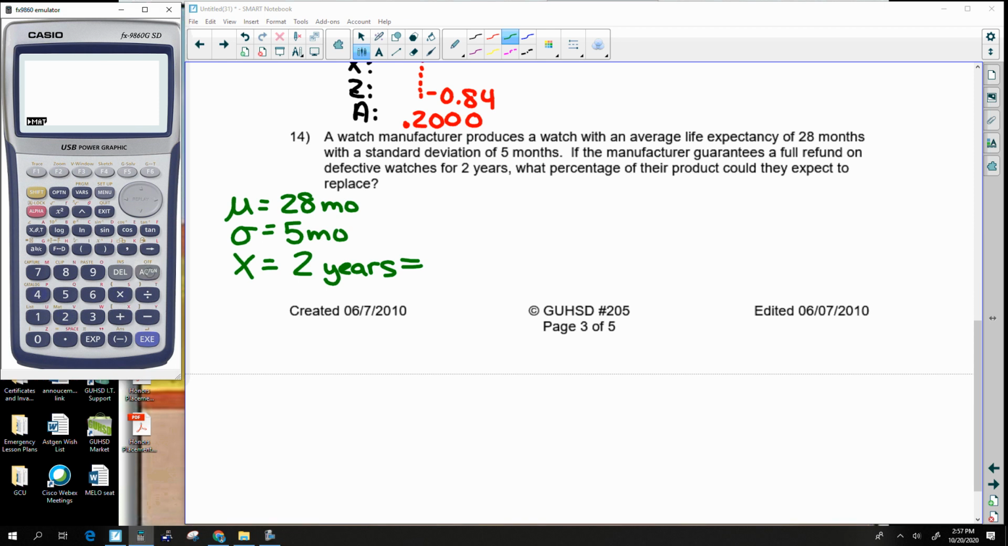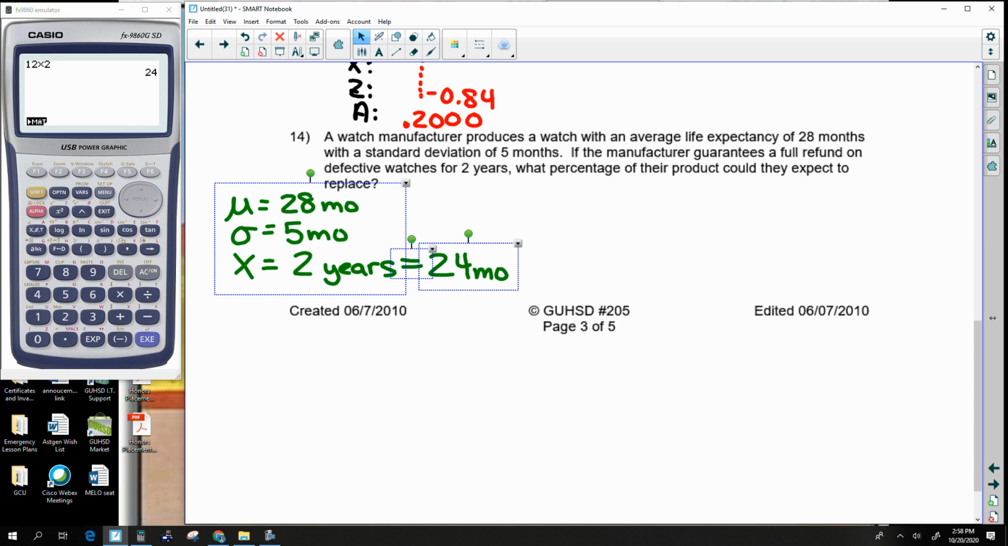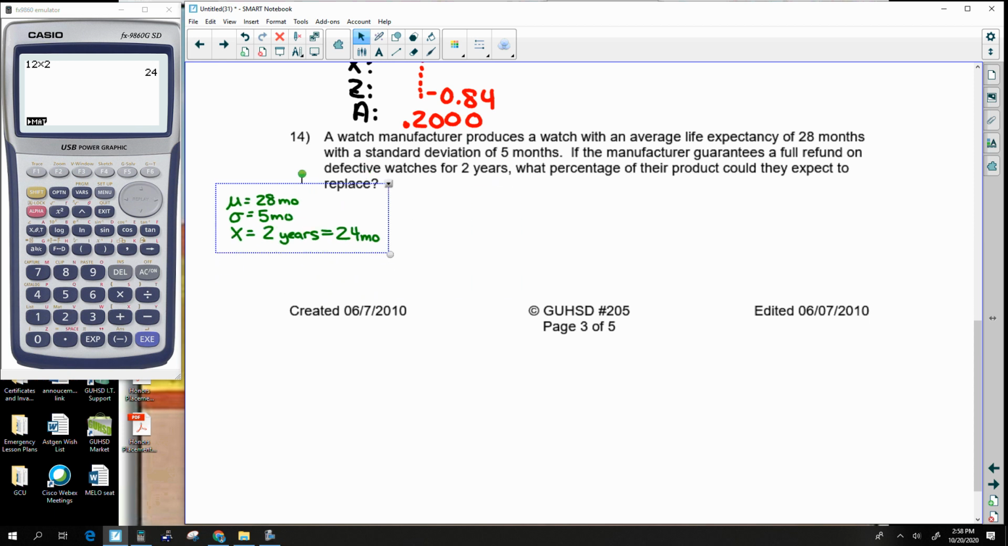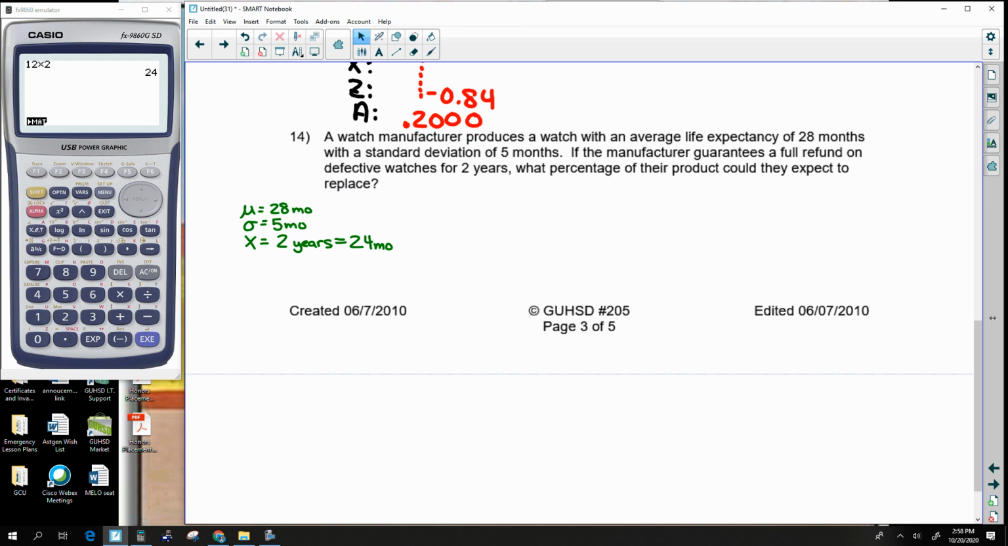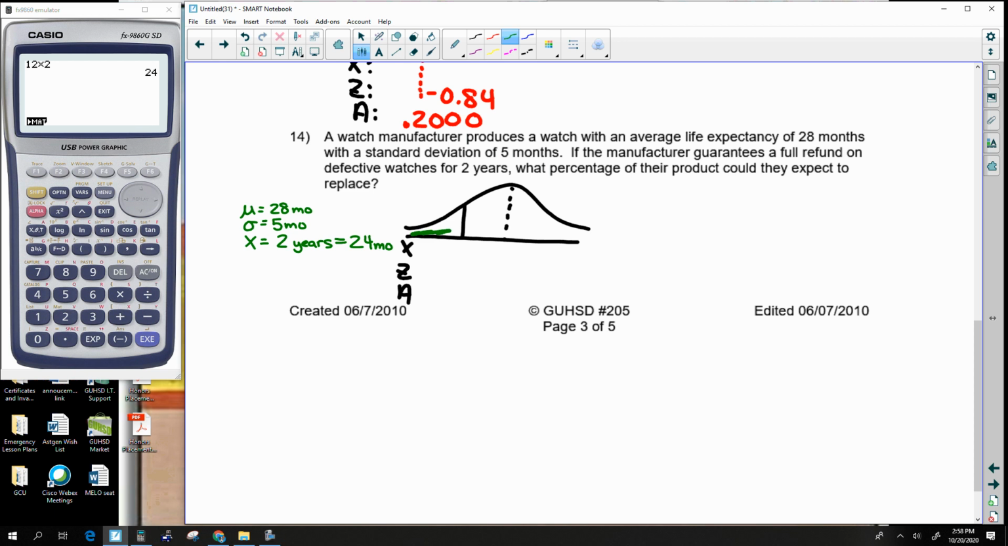So this would be 24 months. That is what they will replace. They will replace things up to 24 months, AKA 2 years. So what percentage are they expecting to replace? Let's draw our picture. They'll replace everything up till there. They'll replace all of this, and that just so happens to be 24 months. So let's figure out what percentage that is. What is the area to the left?